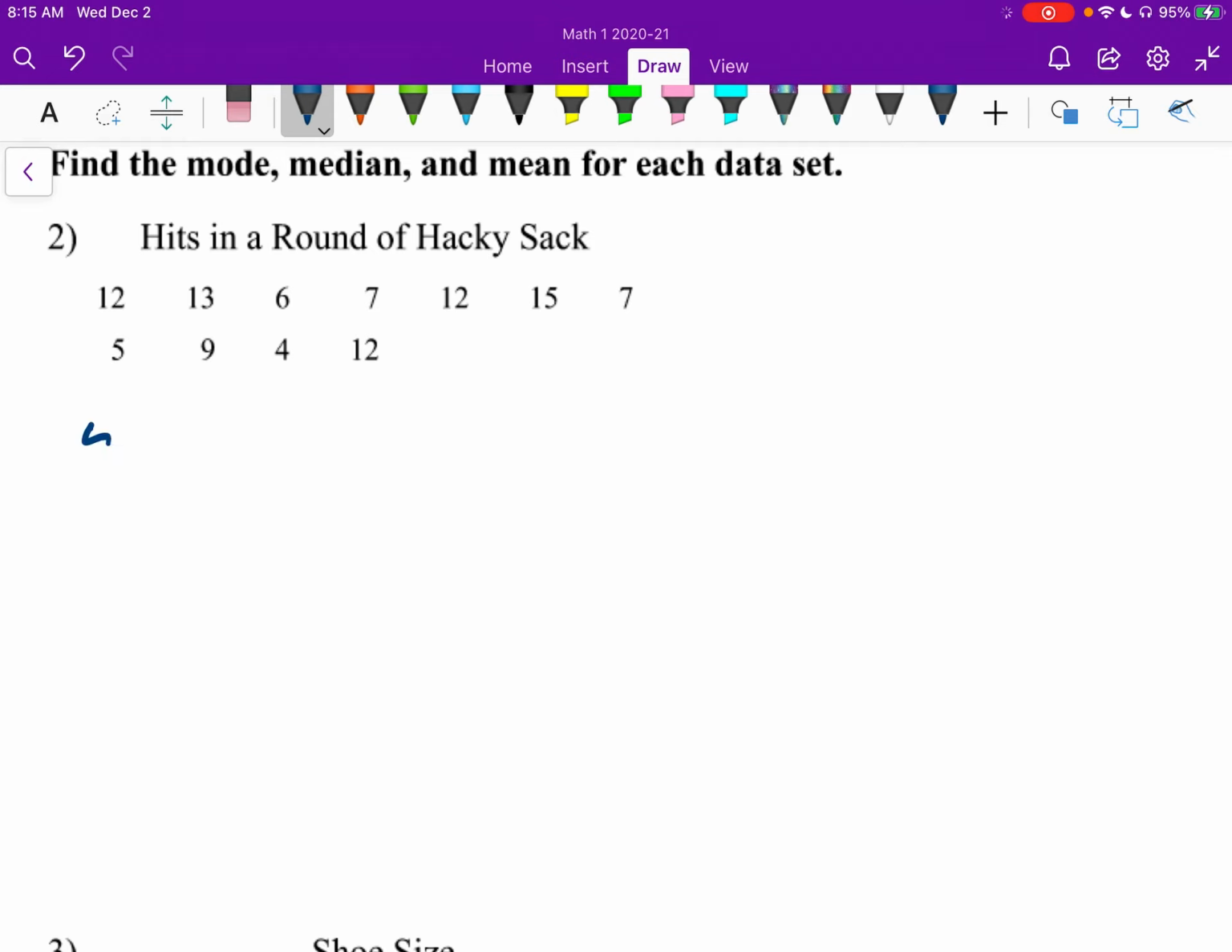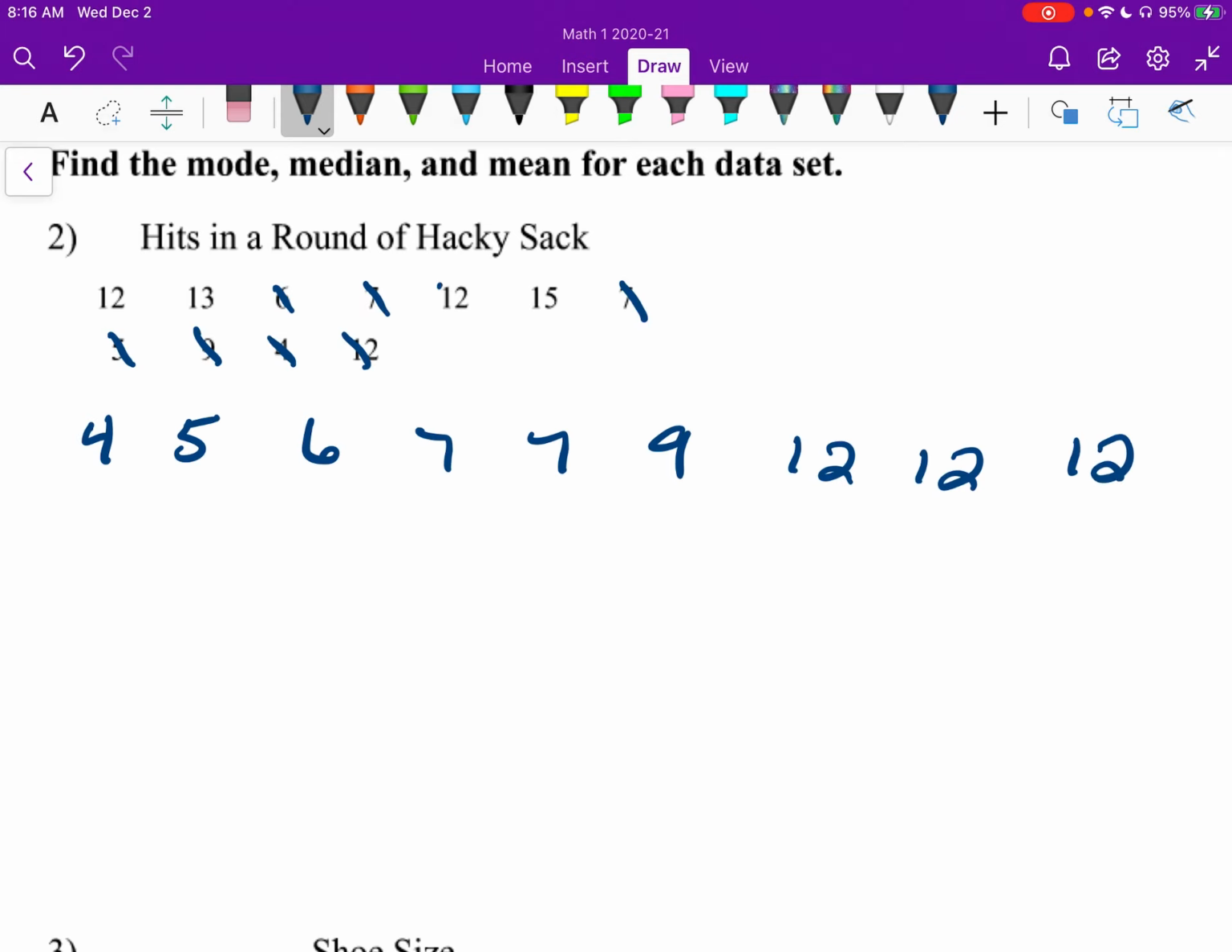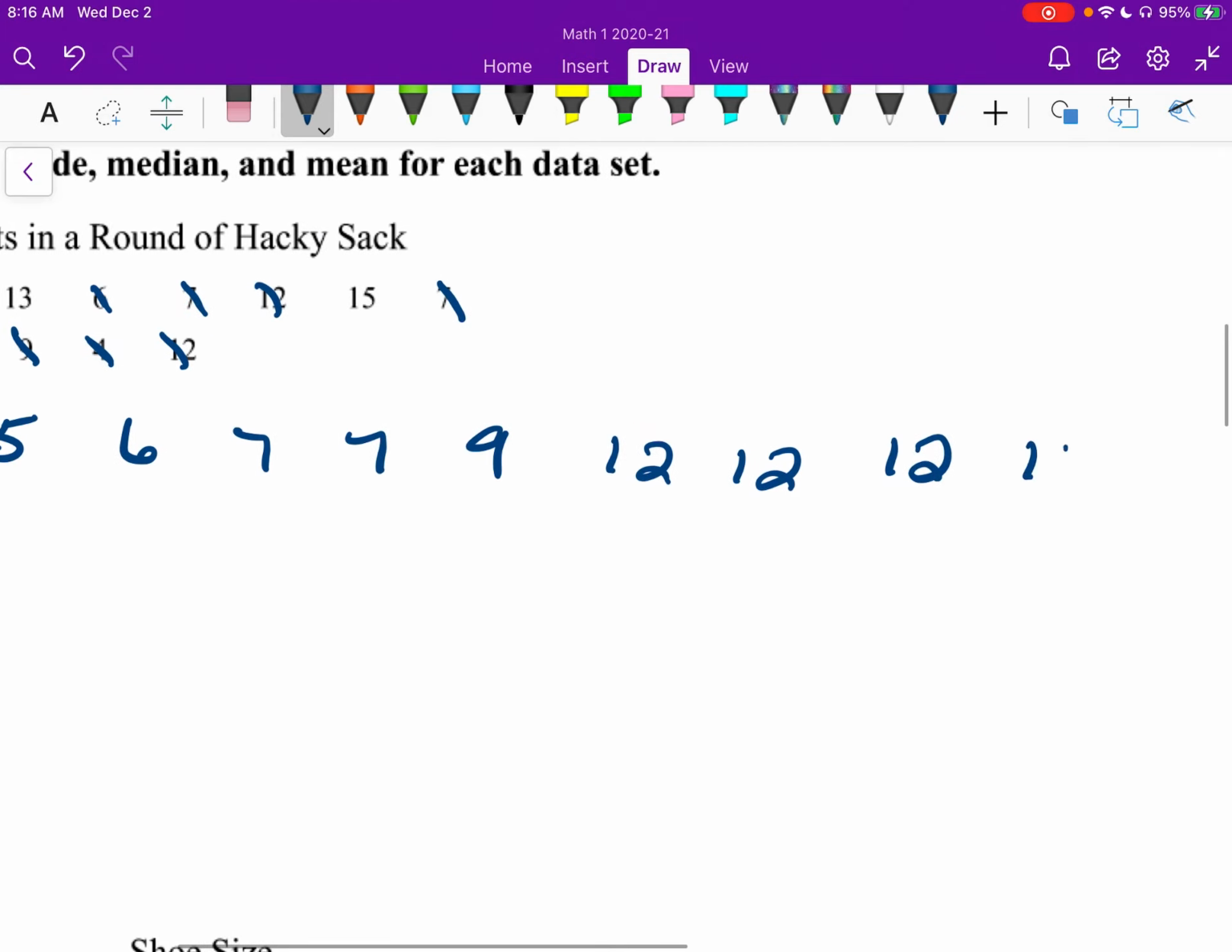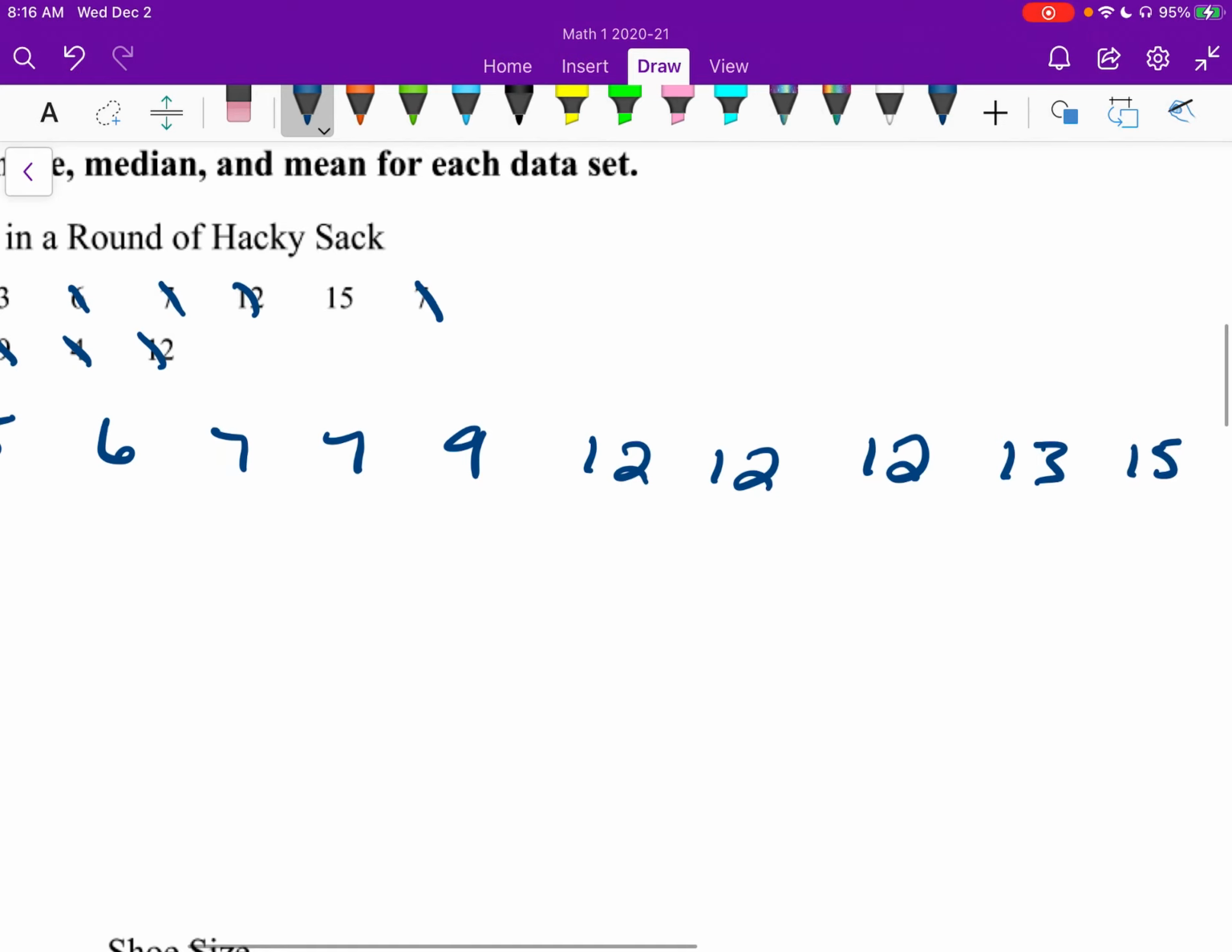So I'll go 4, 5, 6, 7, 7, and next up would be 12. I think I have 3 12s. Oh, I forgot 9. So 4, 5, 6, 7, 7, 9, 12, 12, 12, 13, and 15.